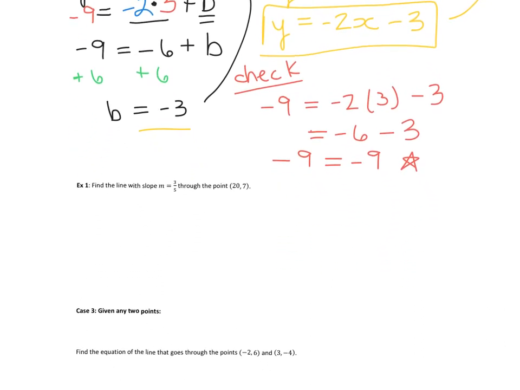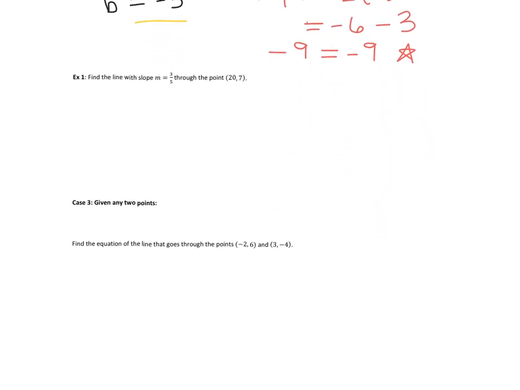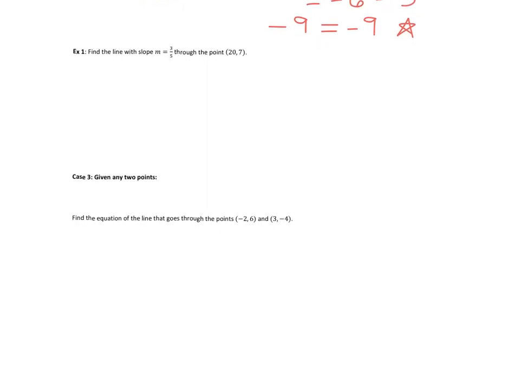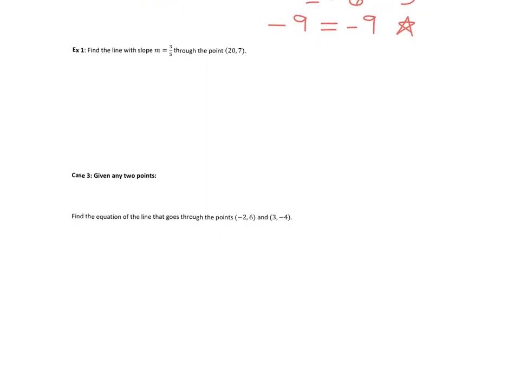Let's do a quick example on our own. So I'm going to invite you guys to push pause. And you guys are going to find the line with the slope of m equals 3/5 through the point 20, 7.